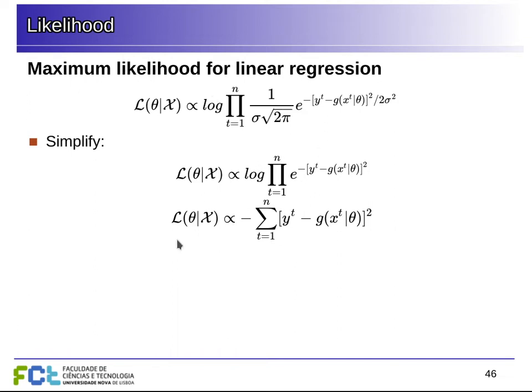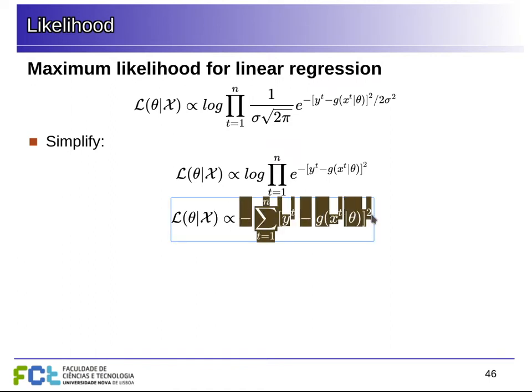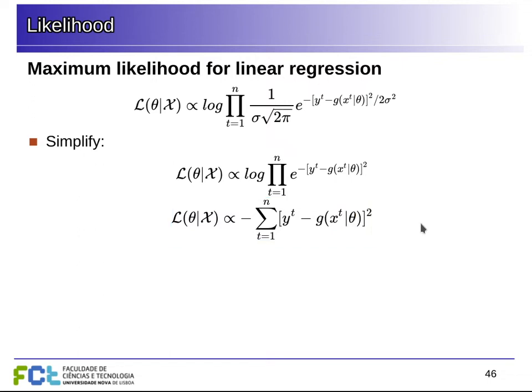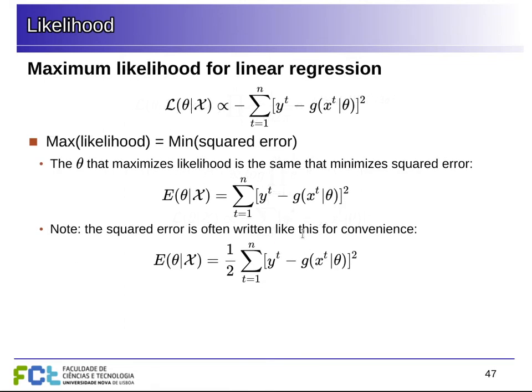Applying the logarithms, we can simplify everything to this. So basically, if we find the maximum of this expression, we find the parameters that best fit our model to the data. That is to say, that make the data most probable, assuming that our model is correct. And if you see, maximizing this has a negative sign here, so it turns out to be the same as minimizing the quadratic error.